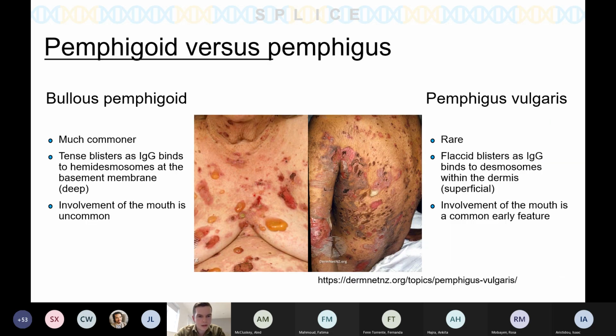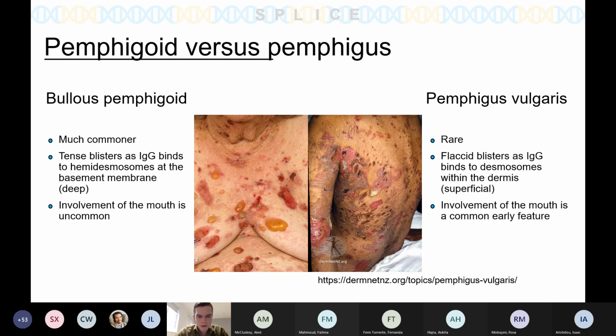So this is the comparison slide. As I said, even though pemphigoid sounds like it's named as a condition that looks like but isn't the same as pemphigus, so it was maybe named later in time, it is commoner. And because the IgG that's involved is attacking deeper structures at the basement membrane, there tends to be a thicker layer of skin overlying the blisters, so they're more tense, whereas the ones in pemphigus are described as flaccid. You can see in the picture of that guy that there are no intact blisters there because I guess they don't stay in shape for too long.